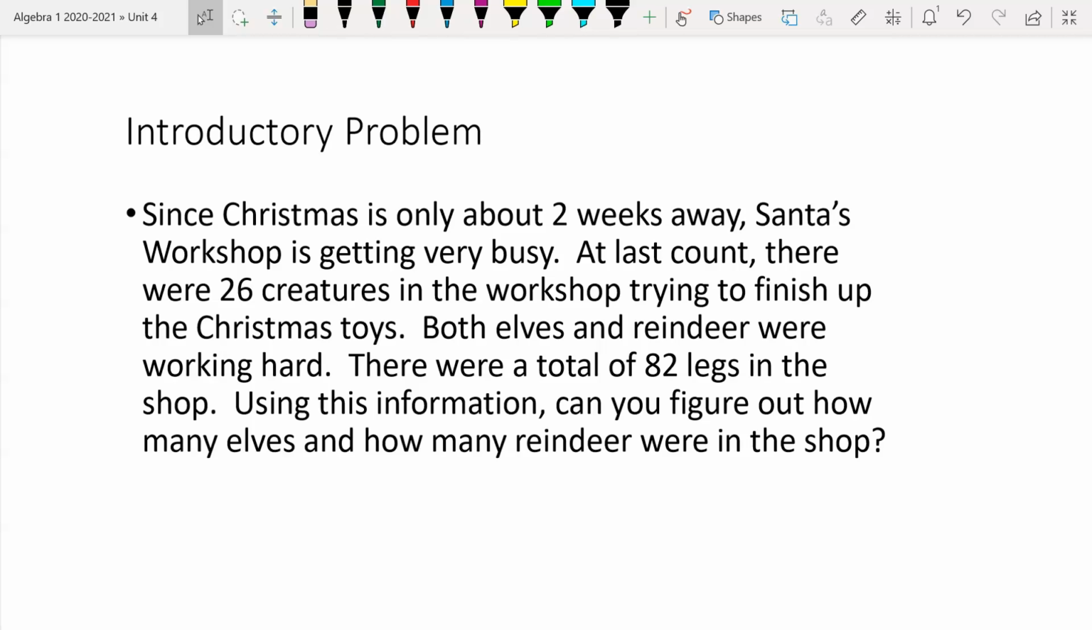So it says, since Christmas is only about 2 weeks away, Santa's workshop is getting very busy. At last count, there were 26 creatures in the workshop trying to finish up the Christmas toys. Both elves and reindeer were working hard. There were a total of 82 legs in the shop. Using this information, can you figure out how many elves and how many reindeer were in the shop?